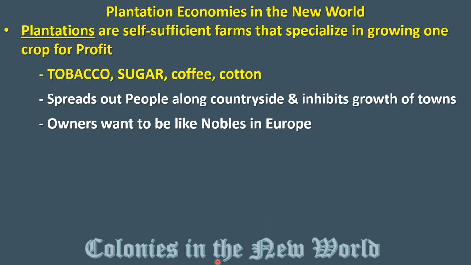Now, the plantation owners want to be like the nobles in Europe, and some of these plantation owners are going to be making so much money that they're going to have more money than the nobles in Europe. But the nobles in Europe, who have family lineages and wealth that stretch in some cases back to the Roman Empire, are going to look down on these people. This is new money. This is new wealth. This is not old, prestigious wealth. So that's going to cause some conflict philosophically and also politically between the colonists in the New World and the nobles back in Europe.